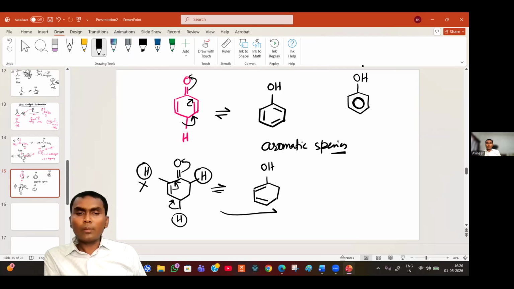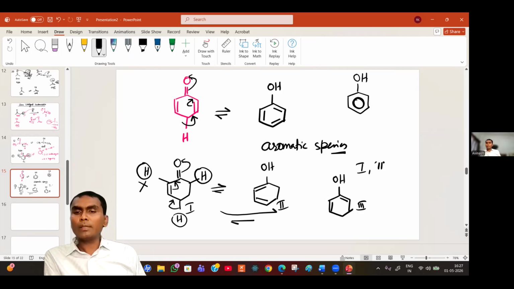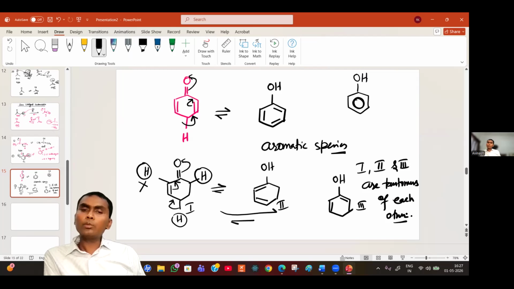So we can write here this one. Wait, see, this way. 1, 2, and 3 here. 1, 2, 3 here and 3 here. These are all tautomers of each other.